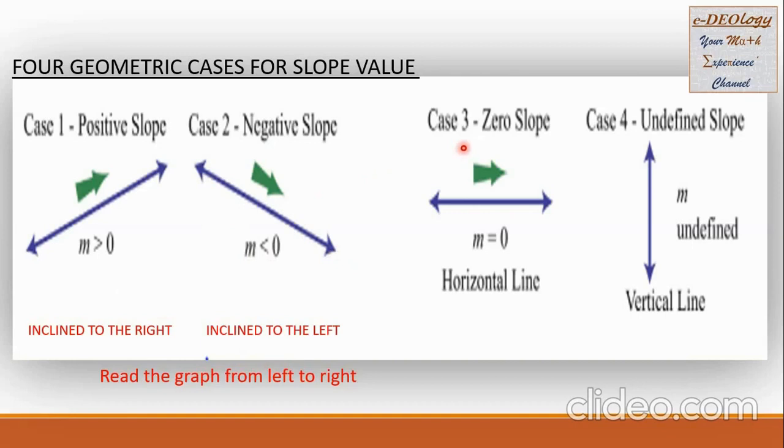Case 3 is when we have zero slope, or we say m, the slope, equals 0. In this case, the line is horizontal, or we can say that all horizontal lines have zero slope. Case 4 is undefined slope. The m is undefined. The lines with undefined slope are the vertical lines. Also, all vertical lines have slope that is undefined.